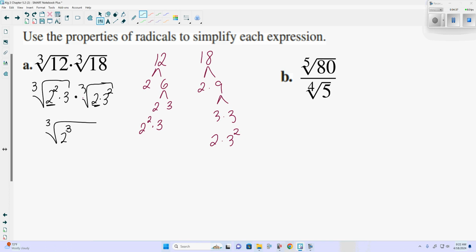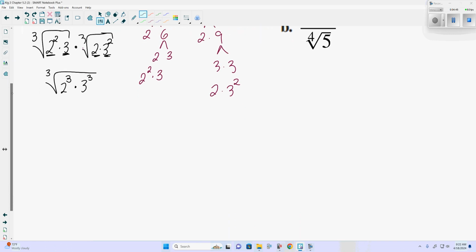Okay, let's look at 3 before we simplify it. Well, in the first one, we have 3 to the first. Second one, we have 3 squared. So now we have 3 to the third. Now, what is the cubed root of 2 to the third?